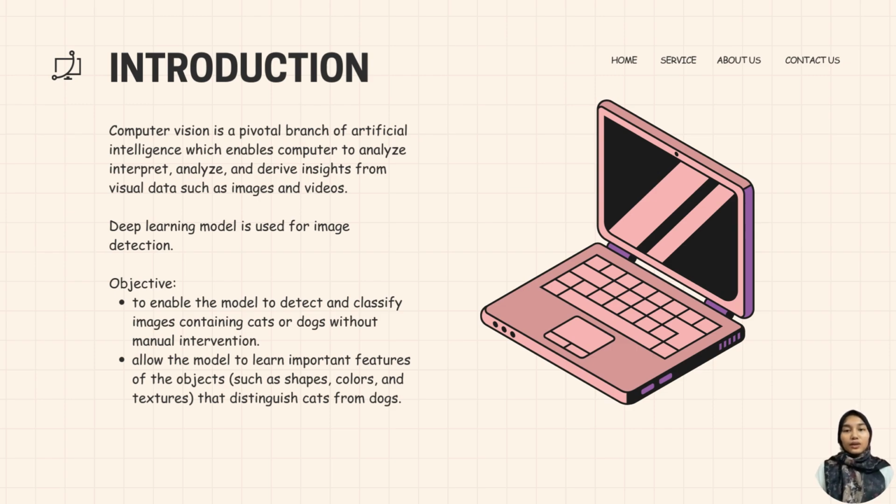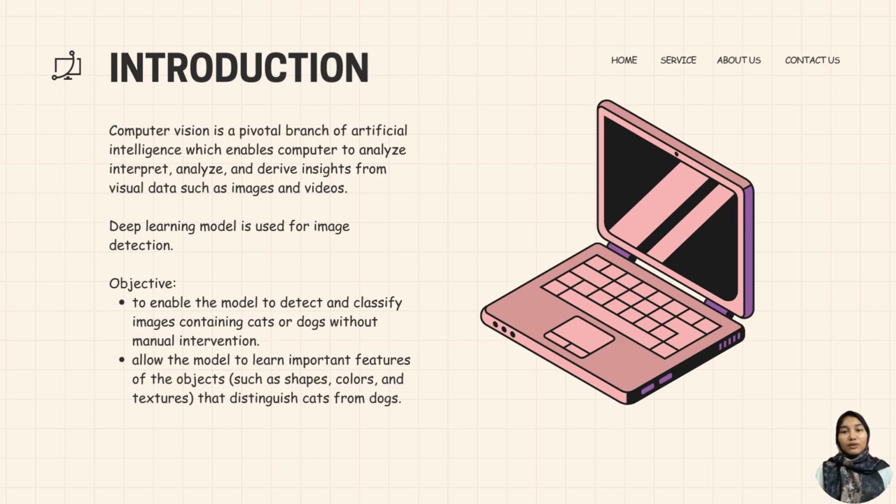So today I am going to explain to you the introduction of our assignment 3. That is mainly about computer vision. Generally, computer vision is a pivotal branch of artificial intelligence, which enables computers to analyze, interpret, and derive insight from images or videos.